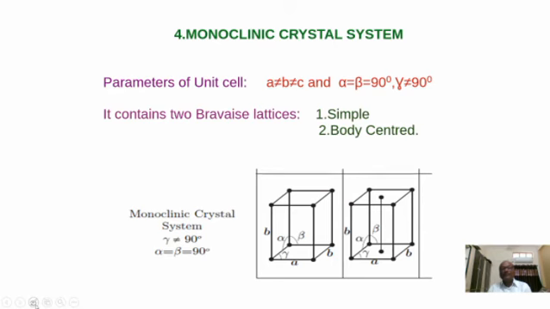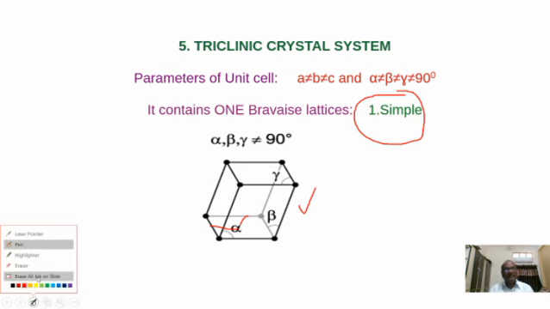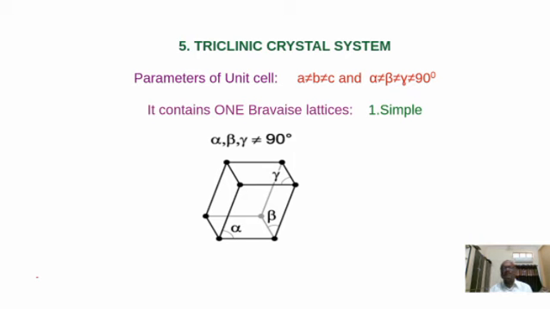Next, go for the fifth one, the triclinic crystal system. We say it is the most unsymmetric. Why is it more unsymmetric? Because the dimensions are like this. a is not equal to b is not equal to c, and also alpha is not equal to beta is not equal to gamma, not equal to 90 degrees. It contains only one Bravais lattice, that is only the simple system. A simple unit cell will be present. You can see this simple unit cell. Alpha, beta, gamma is not equal to 90 degrees. Only one Bravais lattice is there in the triclinic crystal system.